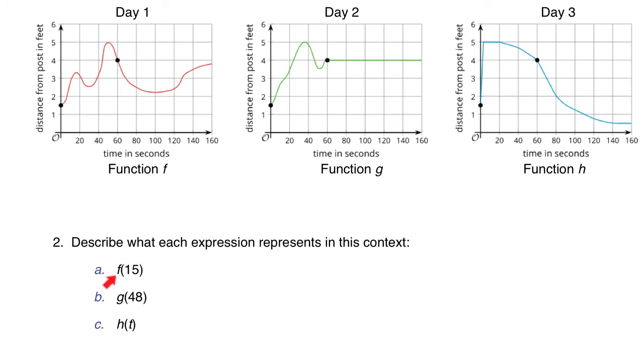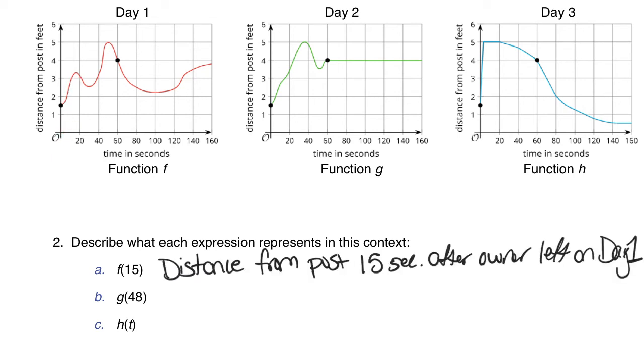So A is saying f of 15. So this means function f. So day 1, 15 means 15 seconds in. So this little tiny bit of writing, f of 15, means the distance from the post 15 seconds after the owner left on day 1. So you can see why function notation is a lot easier to write. It's much shorter.